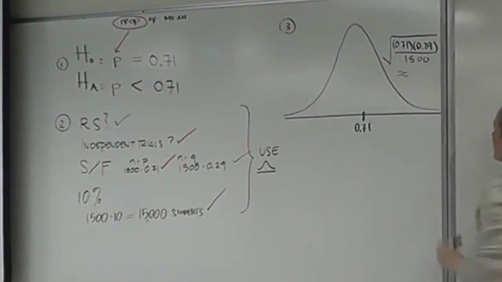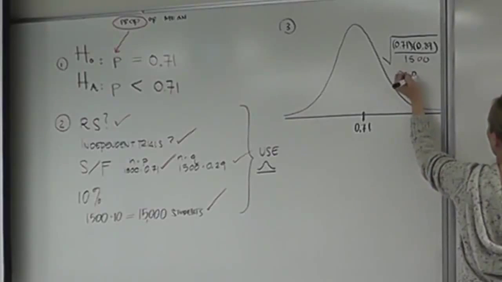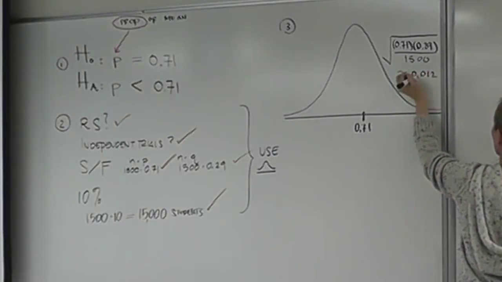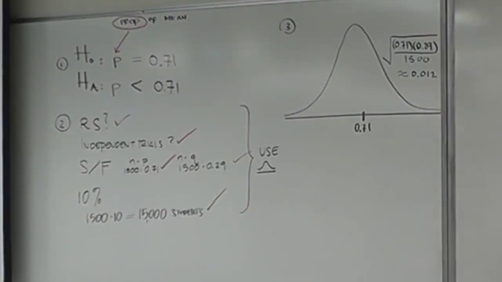I'll have to divide that out. Can someone help me? 0.012. Good. About 3 decimal places is a good number to go for these.